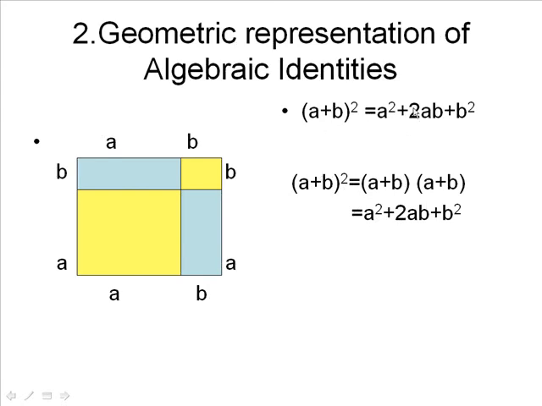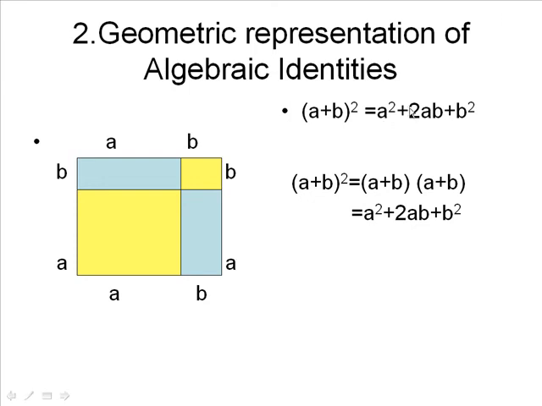This identity, we multiply it out: a plus b times a plus b, we use the FOIL rule to get a squared plus 2ab plus b squared in algebra class. But the Pythagoreans proved it differently, because, as we know, they represent all numbers by shapes.